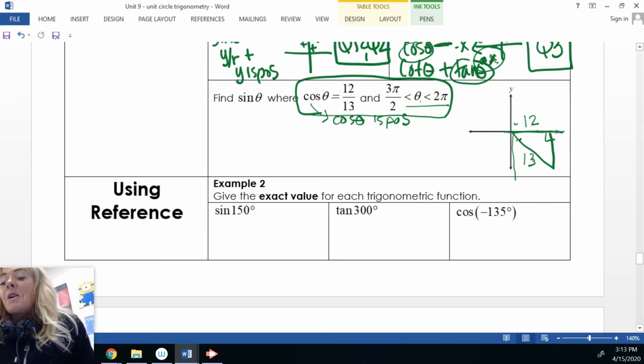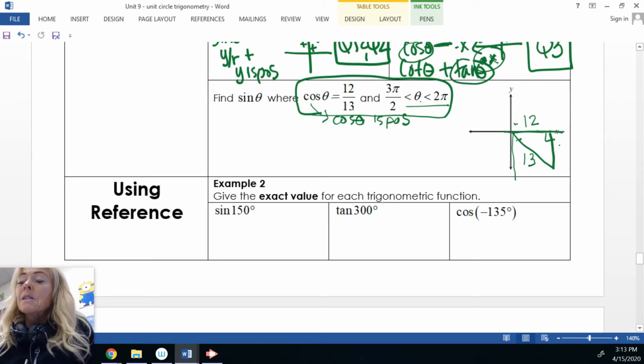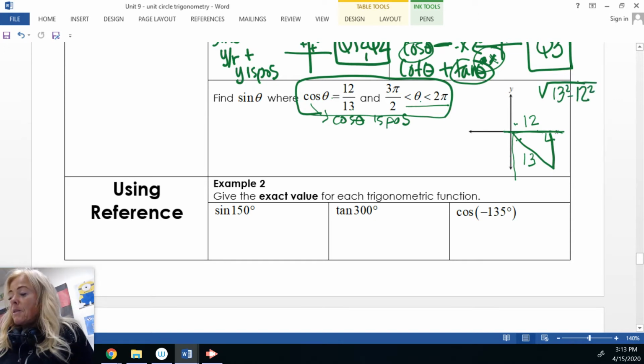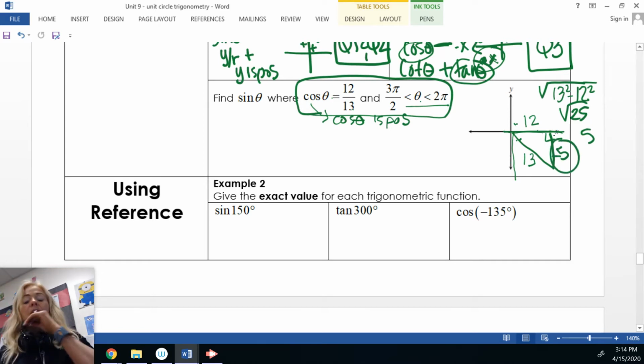Now when x is 12 and r is 13, we still have to find y. And by the way, y is going to be negative because it moves downward from the x-axis. This is the Pythagorean theorem. To find that third side, we take 13 squared and subtract 12 squared, right? Under the radical, 13 squared minus 12 squared is 25, which means radical 25, which is 5. So that means this side is negative 5, right?